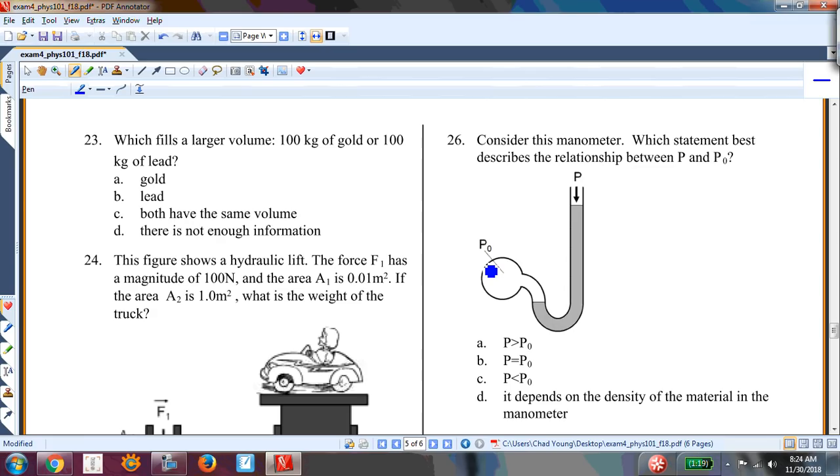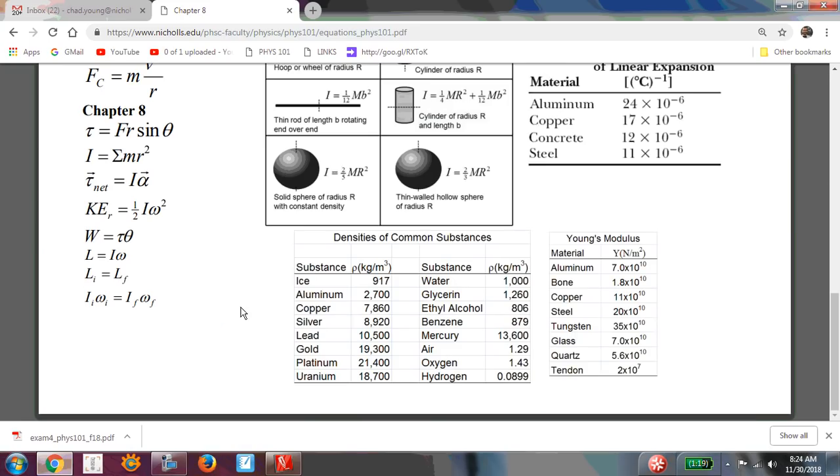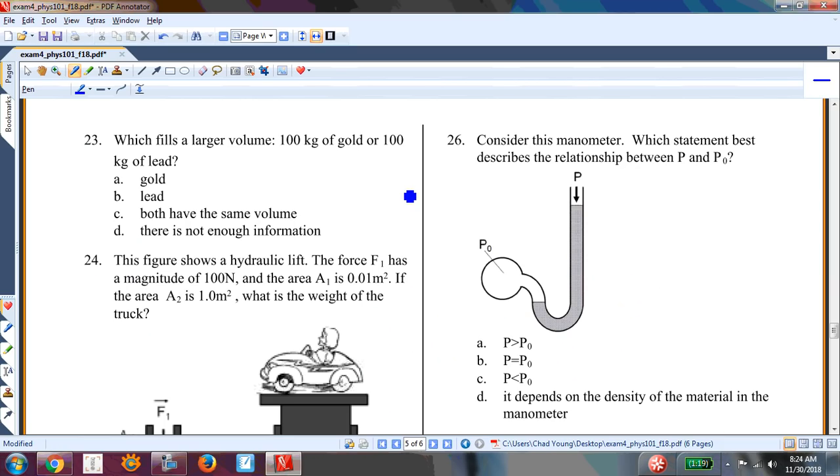Which fills a larger volume, 100 kilograms of gold or 100 kilograms of lead? Well, let's look at their densities. Gold is 19.3, lead is 10.5. So gold is more dense, which means it takes up less volume for the same mass. So that means the lead fills a larger volume.